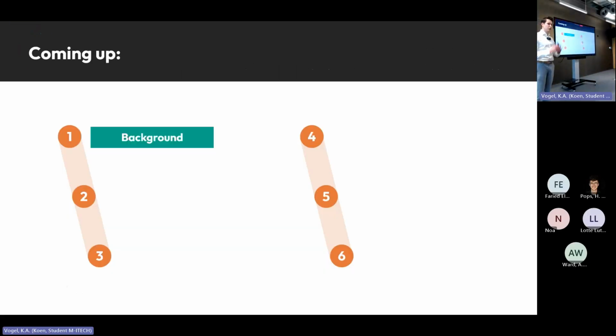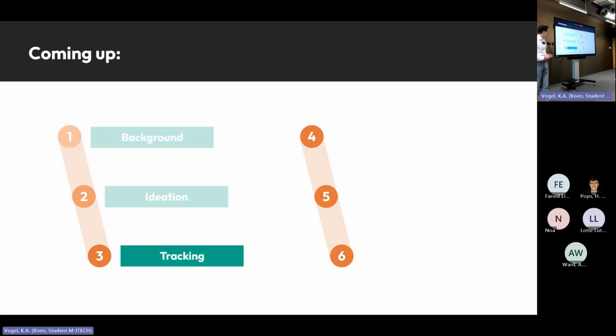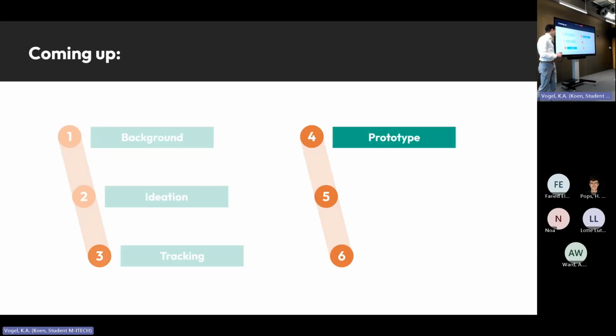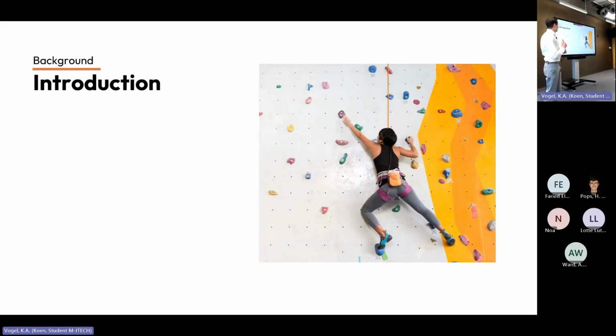First, I will introduce a little bit about the topic and the background of this project, after which we will get started with the design process, which we also call ideation. Then we're going to talk about the technologies that we're going to use in the project, which are tracking technologies, after which it's time to build a prototype, which is going to be evaluated, after which some results and conclusions can be drawn. Okay, let's get started.